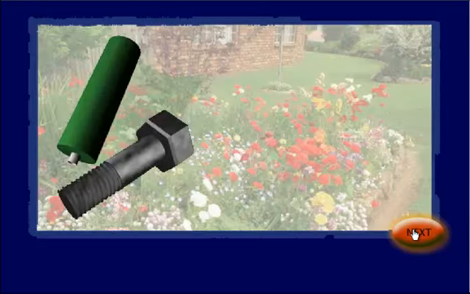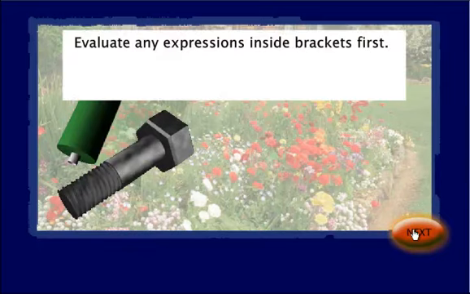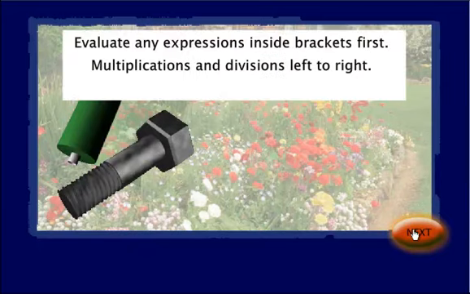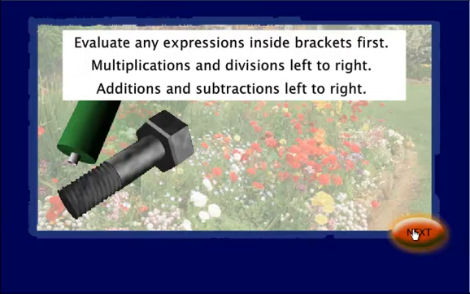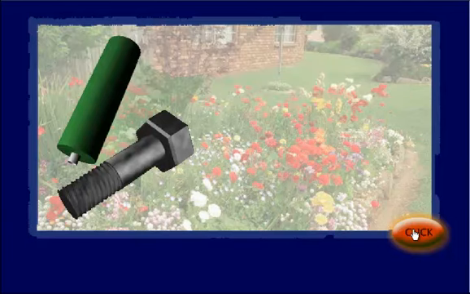We can now include this rule in our order convention. Do what is inside the brackets first, then do multiplications and divisions as we come to them, moving from left to right across the expression. Then do any additions and subtractions as we come to them, moving from left to right.